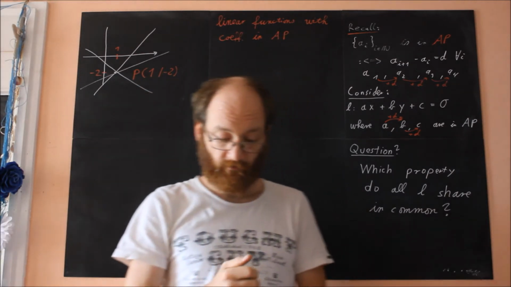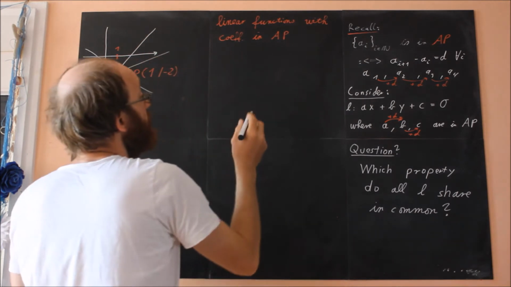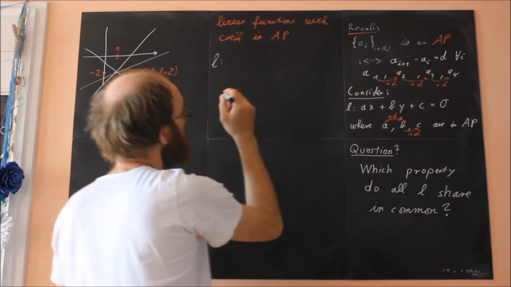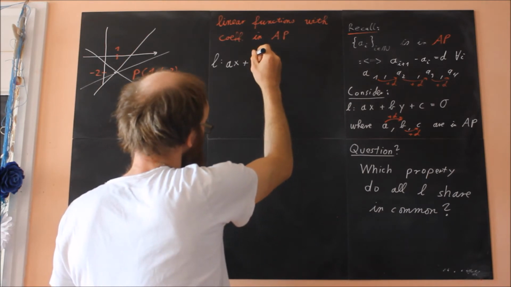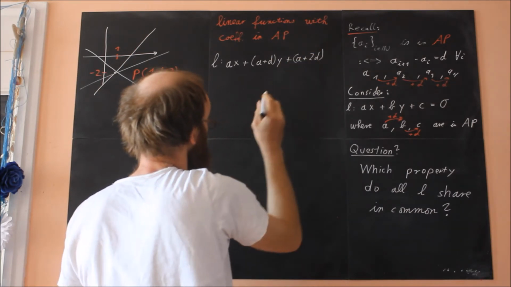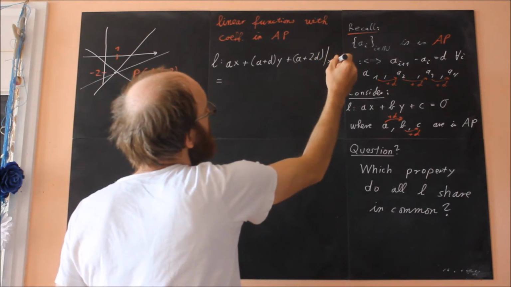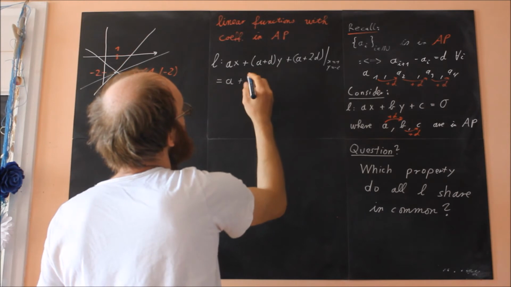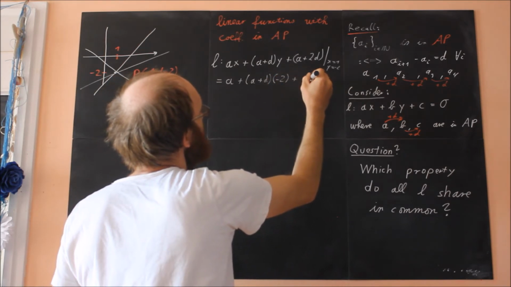A picture is not a proof, but now we have an idea how to prove it. So we will see. First of all, because a, b, c are an arithmetic progression, we can write ax plus (a plus d)y plus (a plus 2d). And if we plug in x equals 1 and y equals minus 2, we get a times 1 is a, plus, we do it carefully, minus 2 times (a plus d), plus a plus 2d.